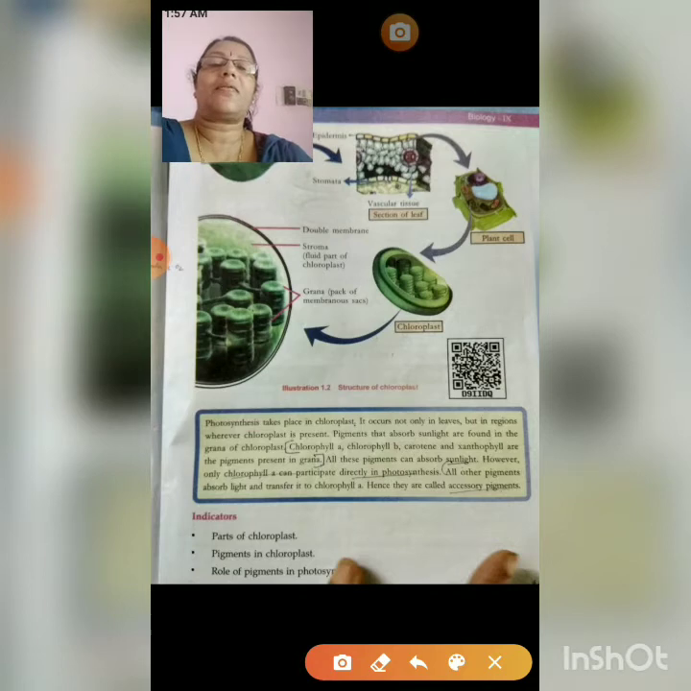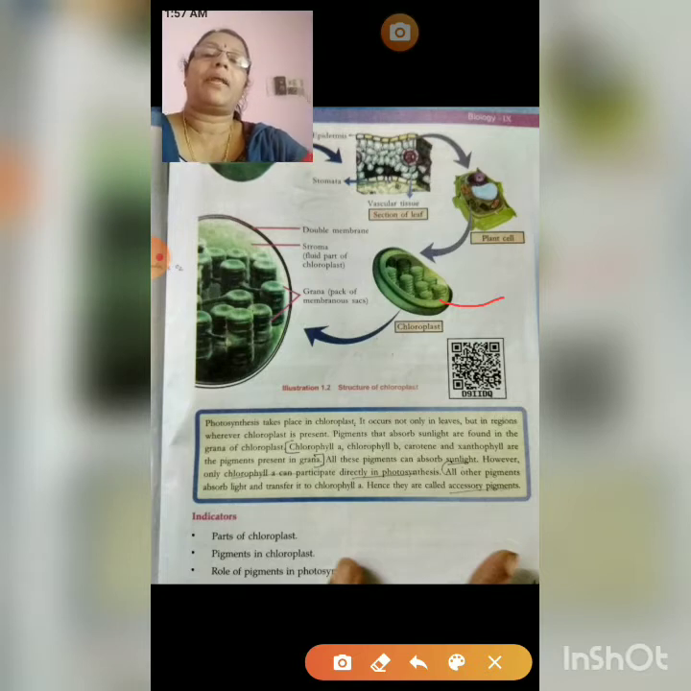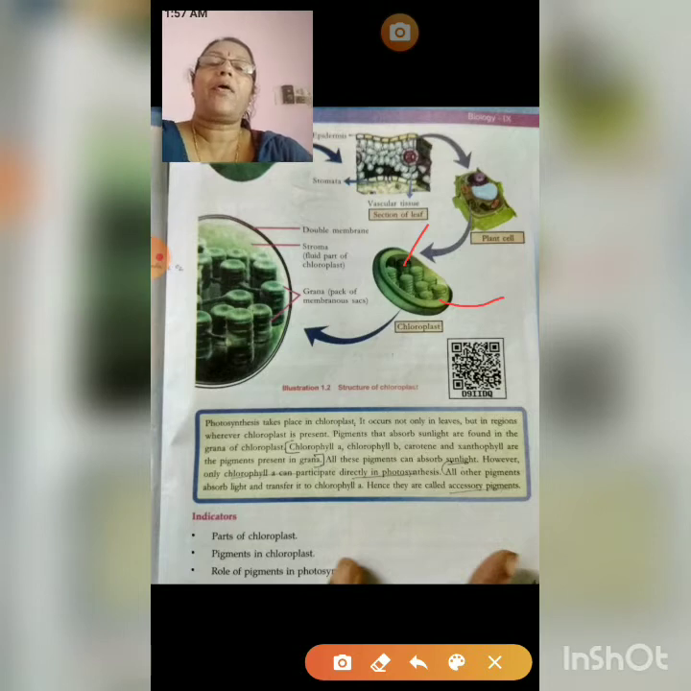See the structure of a chloroplast. It contains a double-layered membrane. Then the fluid part is called stroma, and the stack of membranous sac-like structures is called grana.